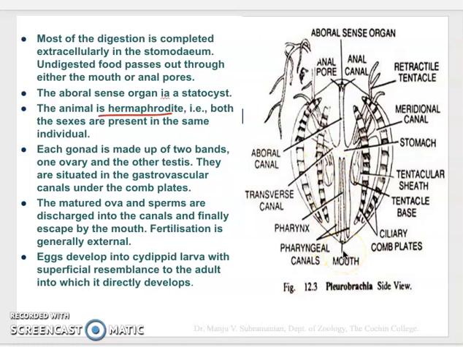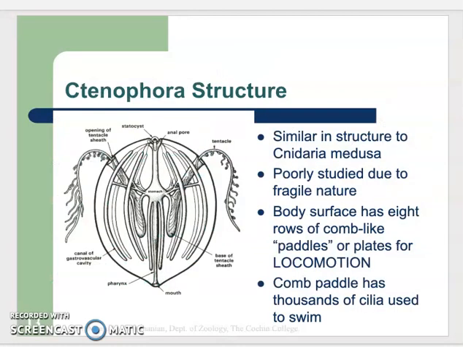And the fertilization is generally external, and the egg develops into the cydippid larva. The eggs develop into the cydippid larva, which has a superficial resemblance to the adult, into which it directly develops. So the cydippid larva closely resembles the adult in structure. So that's the structural details of Ctenophora.